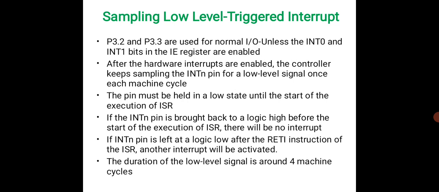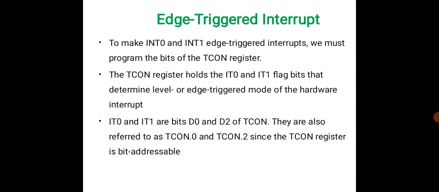So normally we have to remove this low level signal before the return from interrupt instruction of the ISR. It is said that the duration of this low level signal should be at least 4 machine cycles. So this you call a sampling of a low level triggered interrupt. And coming to the edge triggered interrupt.